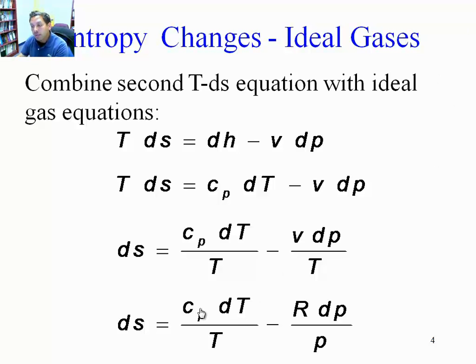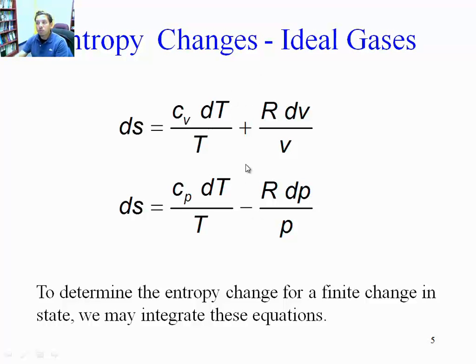Alright? But now, these are not yet algebraic equations. These are so-called differential equations. We need to solve that equation. So, these are the two equations we have: change in entropy as a function of temperature and volume, and change in entropy as a function of temperature and pressure. To determine the entropy change for a finite change in state, from state 1 to state 2, not differential change, not infinitesimal change. These are differential equations for a little piece of state, an infinitesimal change in state. We want to determine the change in entropy from state 1 all the way to state 2.